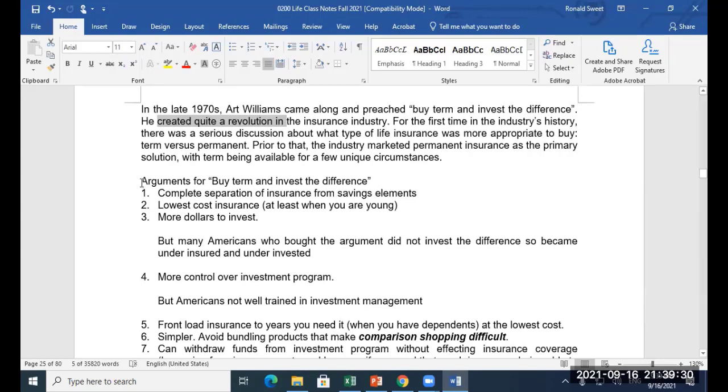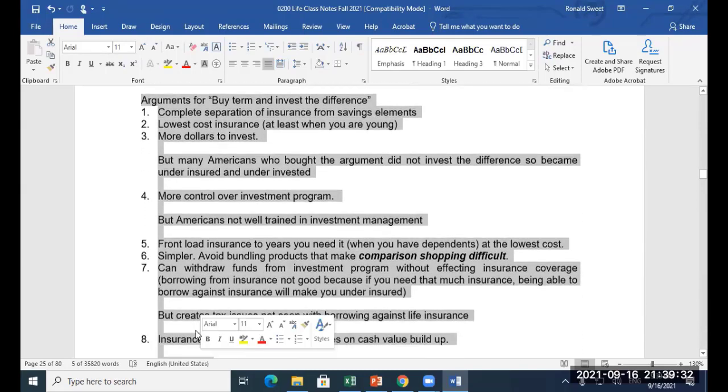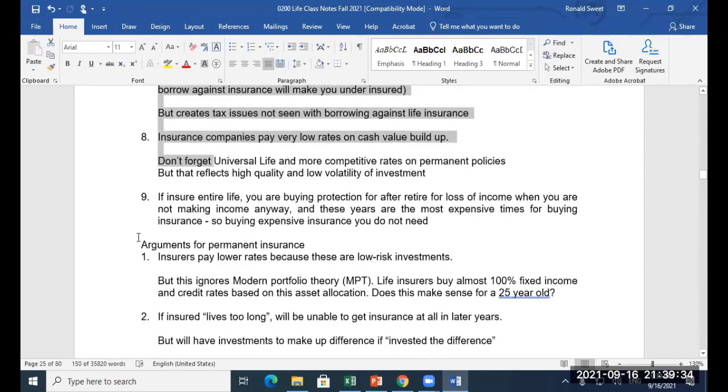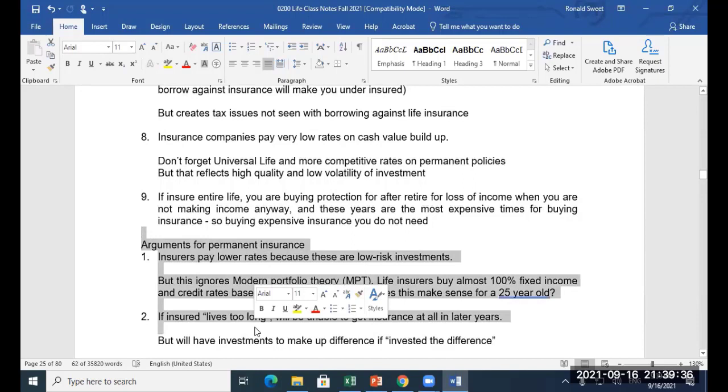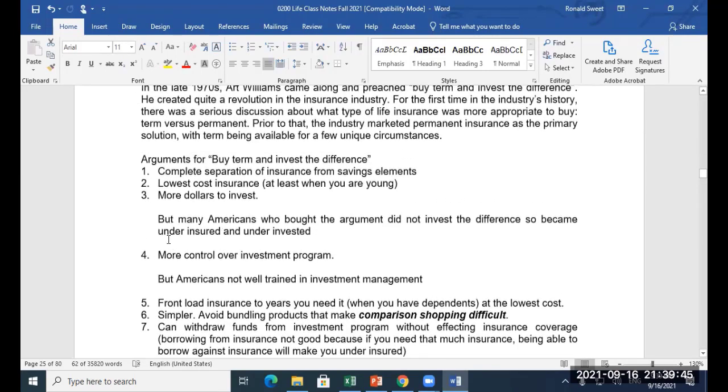So here's Art Williams' arguments. And then here's the textbook argument. The problem is they kind of offset each other. So it's going to get really redundant the way I'm going to do this, but I'm going to walk through Art Williams' arguments first. But while I'm doing it, I'm going to actually give you another side of the argument.